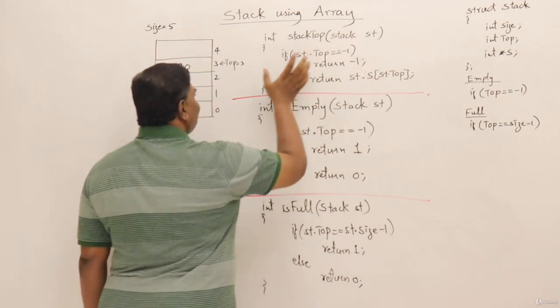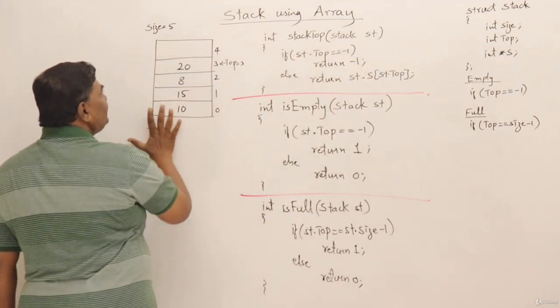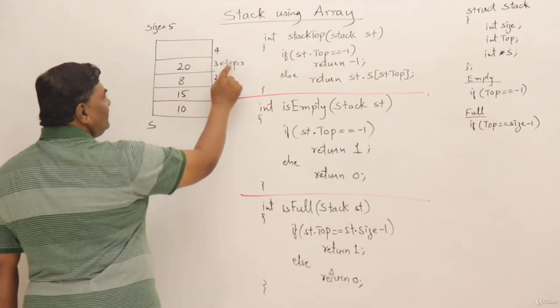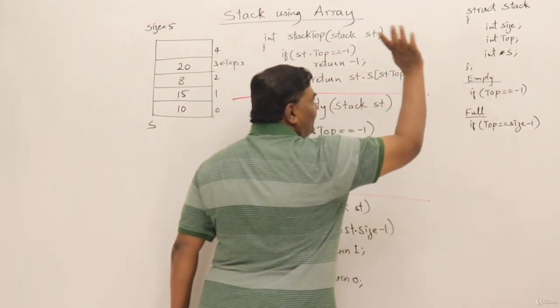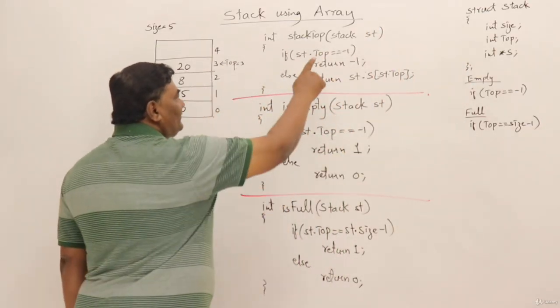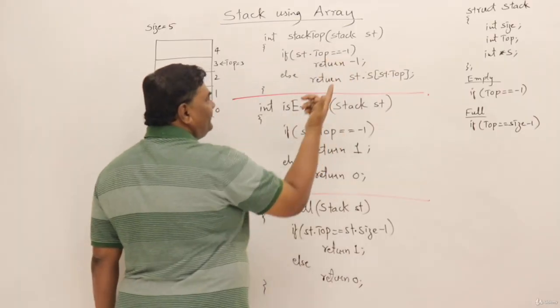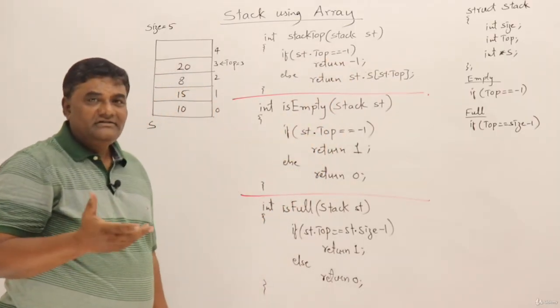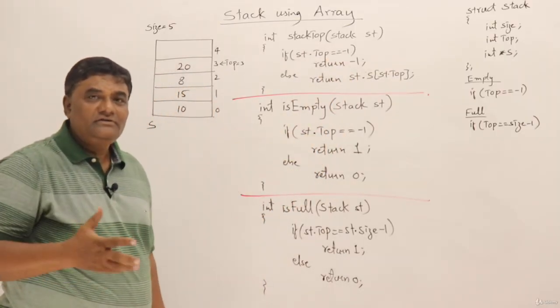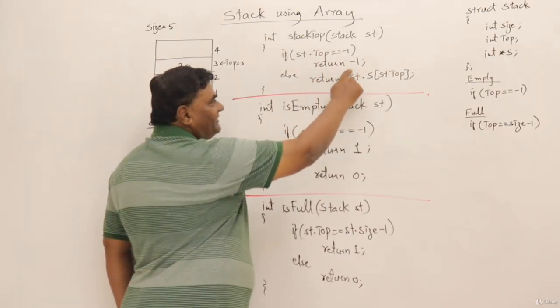It takes a stack as a parameter, this whole thing as a parameter. This whole thing means the array, size and top. That's the structure which we have already seen in the beginning. So that whole thing it takes and checks if top is equal to -1. If it is -1, then the stack is empty. There are no elements. So this function returns -1.